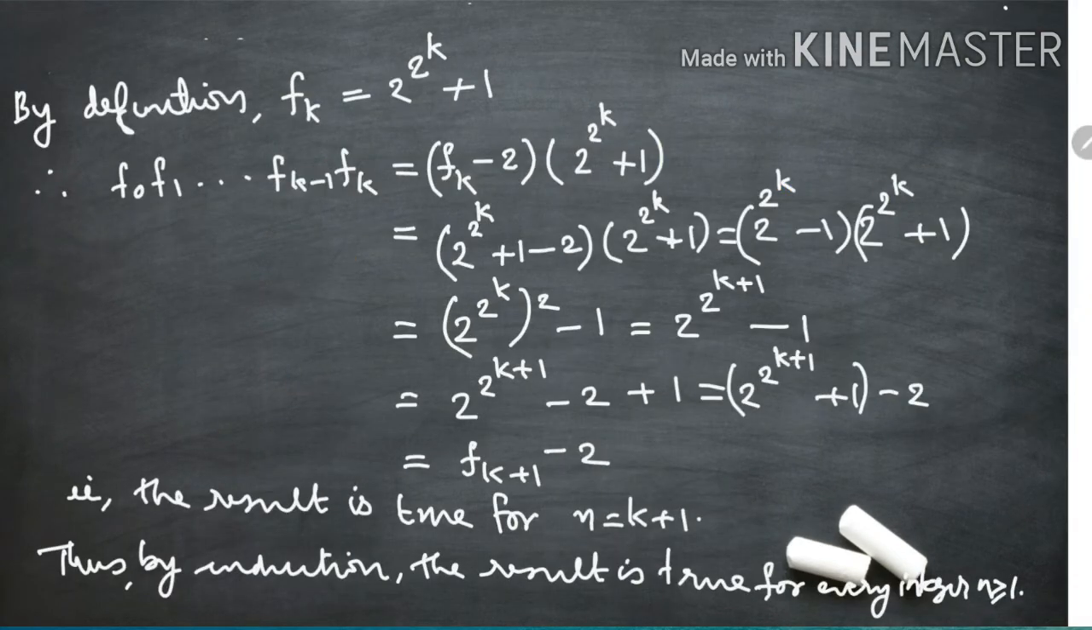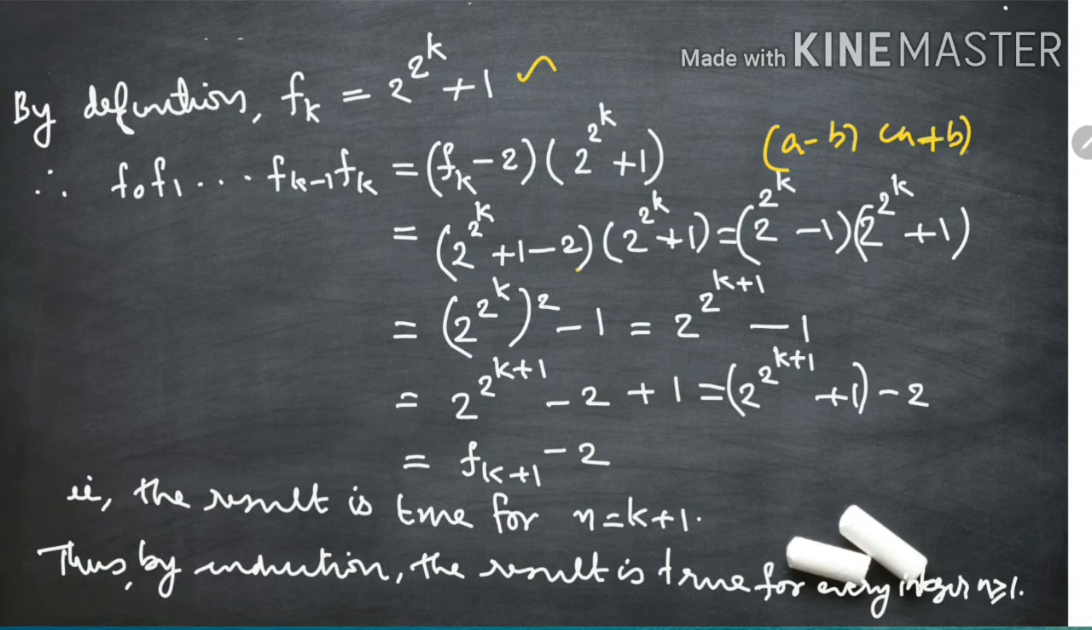Okay, now recall the definition of Fermat number. We have fk is 2 raised to 2 raised to k, plus 1. Substitute that in the equation. Now fk minus 2 we can also rewrite by the definition of fk. Then it is 2 raised to 2 raised to k plus 1, minus 2, into 2 raised to 2 raised to k plus 1. After simplification we can consider this of the form a minus b into a plus b.